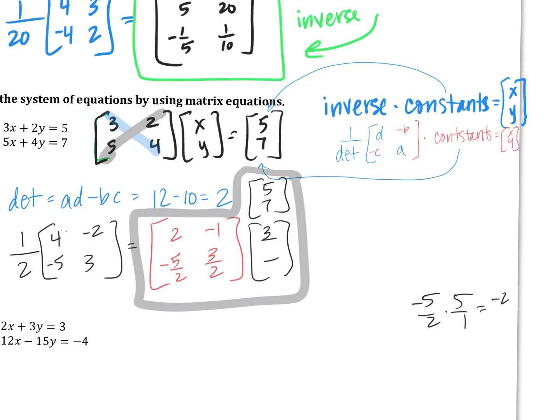Perfect. -25 halves. I know, this is ugly. -25 halves. And then, could you do this in a calculator? For sure, but this is good for our noggin. Plus 3 halves times 7. 3 halves times 7, 21 halves. -25 halves plus 21 halves. -4 halves is -2.